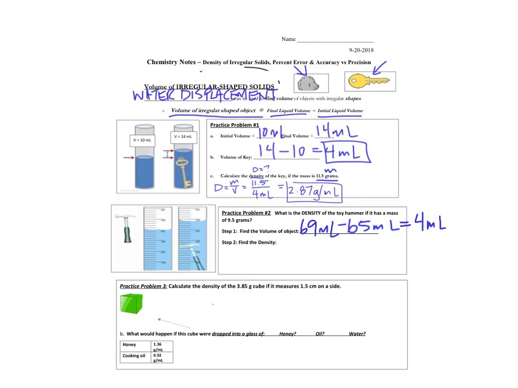So now I can find the density. Up above it told me the mass was 9.5 grams. So density is mass divided by volume. The mass, we said, is given to me, it's 9.5, divided by the volume we decided was 4. And when I divide those two together, I get 2.37 grams per milliliter.